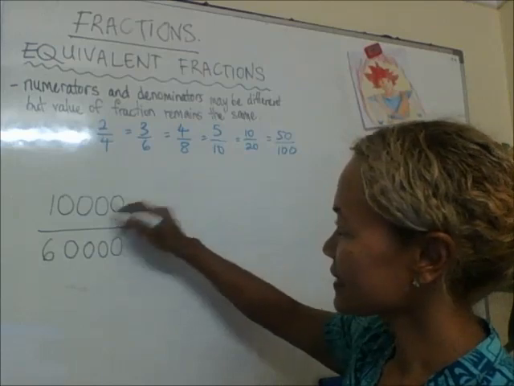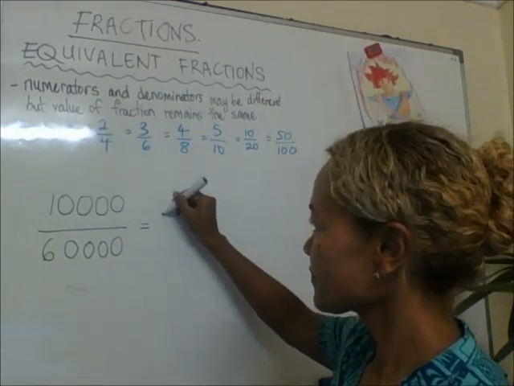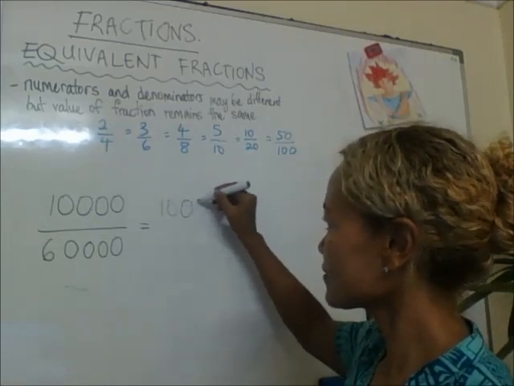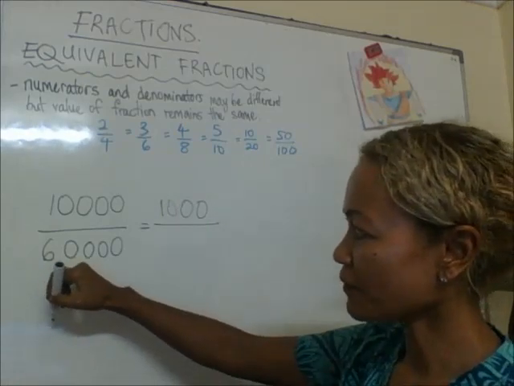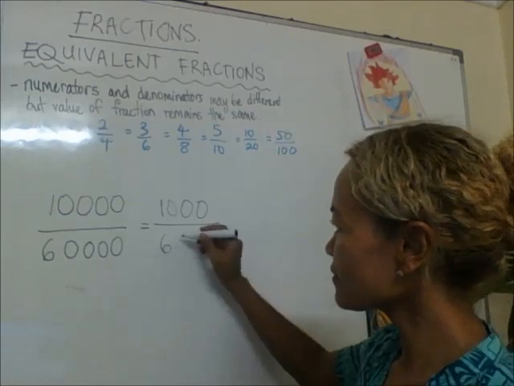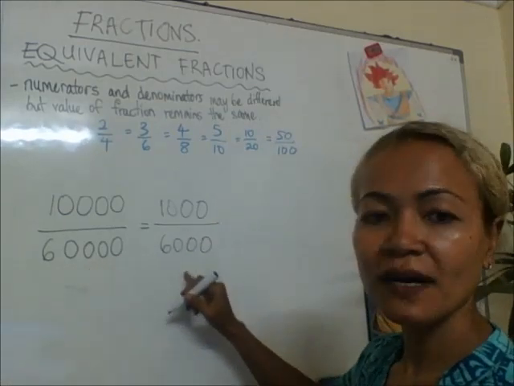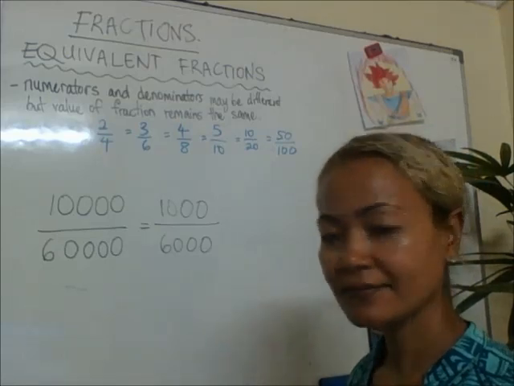So all I do, instead of 4 zeros, I now have 3 zeros. So 1, 2, 3. Same thing on the bottom. I lop off a 0 on the bottom. So 6, instead of 4 zeros, I just put 3 zeros. These two are equivalent fractions. They have the exact same value.